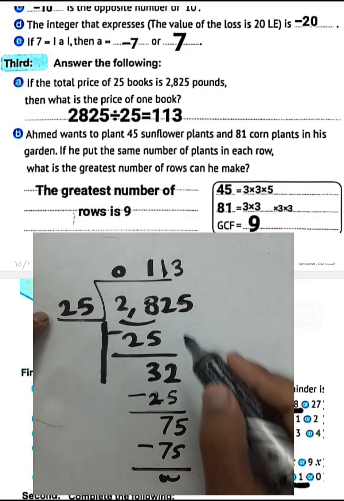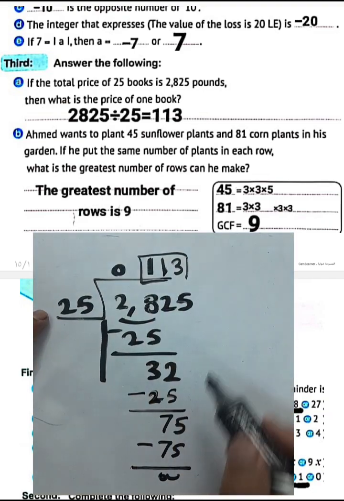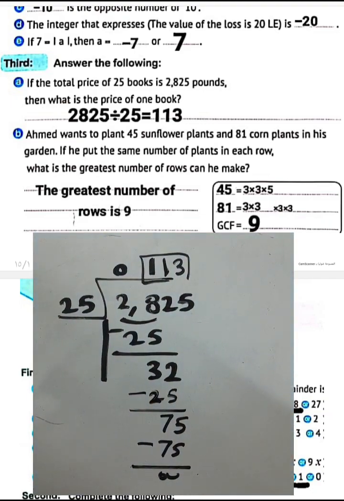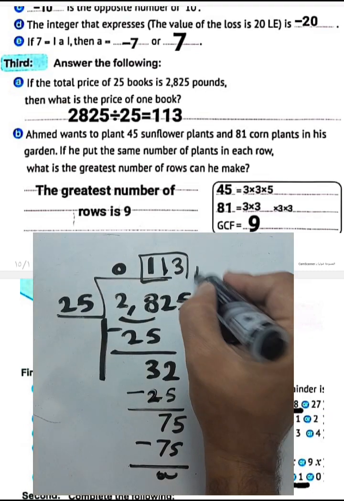Okay, then the quotient here will be 113. So the result in this example will be 113. It's the price of each book, 113 pounds.